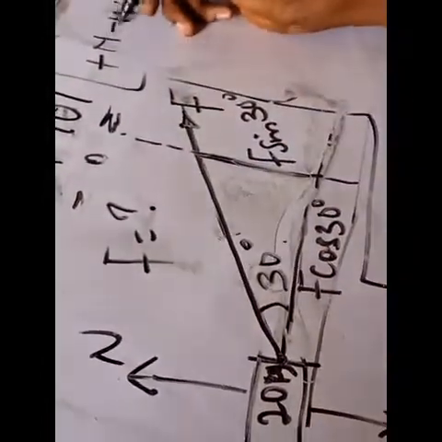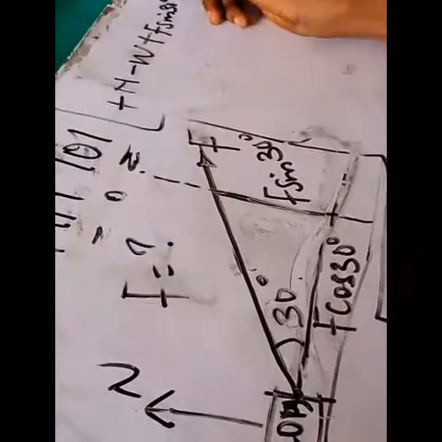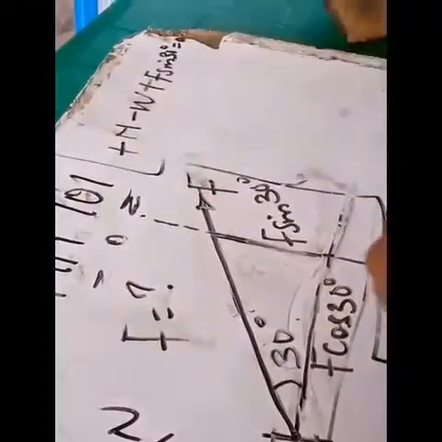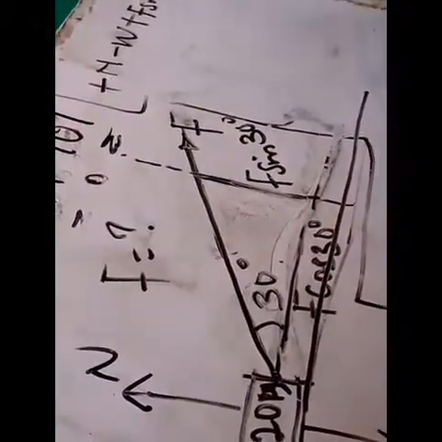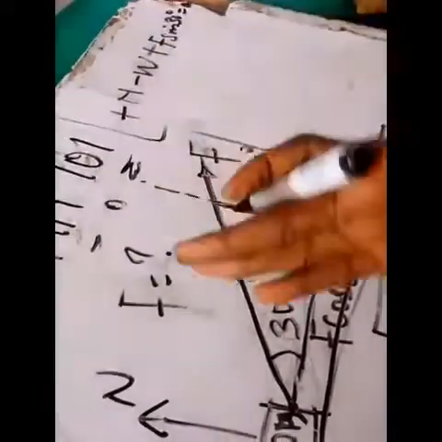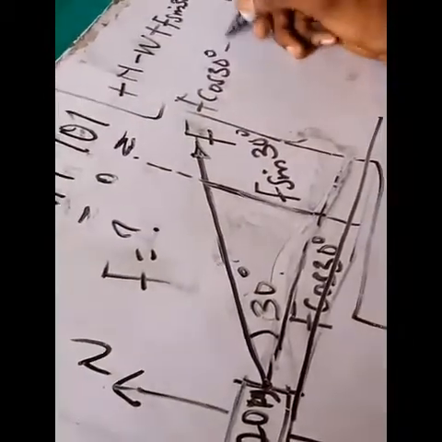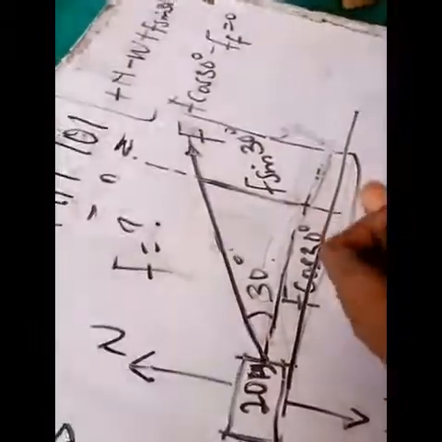So I'll have N minus W plus F sine 30 degrees equals 0. Why is it plus F sine 30 degrees? Because on my ground level, this side is my positive, while this side is my negative. That is for the y-axis. And if I resolve for my x-axis, I will have F cos 30 minus my frictional force equals 0. I have my equation 1 and my equation 2. So let's resolve and find out.